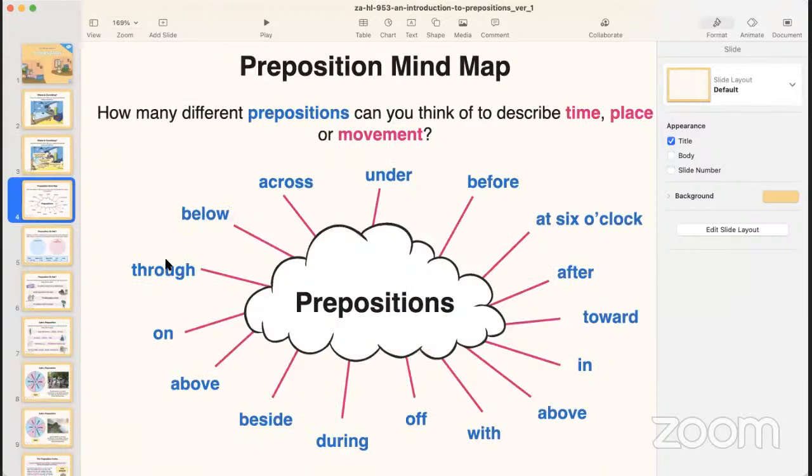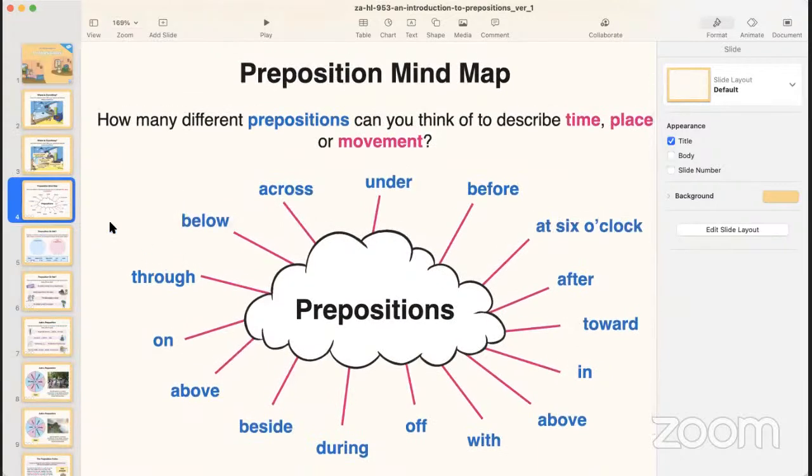So let's have a look. Here, how many different prepositions can you think of to describe time, place, or movement? They've given you some examples: under, before, at 6 o'clock, after. These are some words that you can use when you're writing a sentence to indicate where an object is, exactly where it is, and if it's under a desk, if it's next to a window.